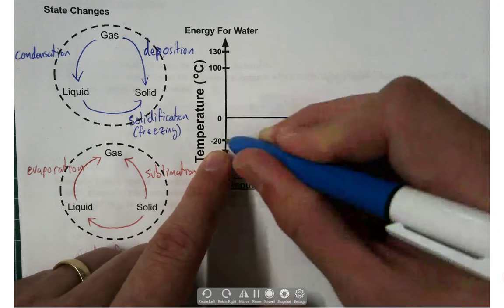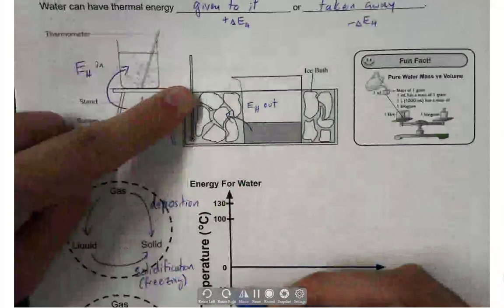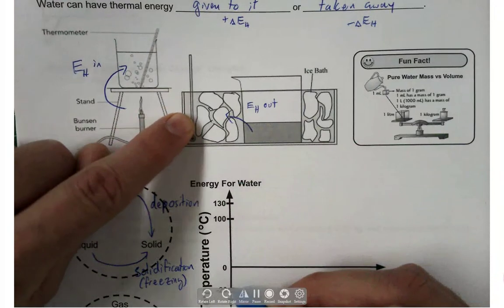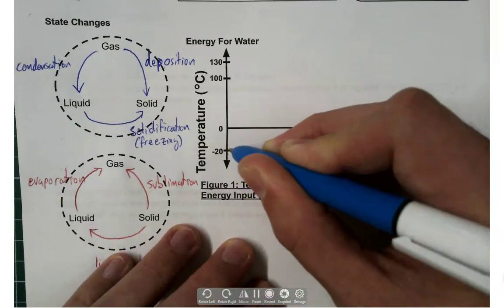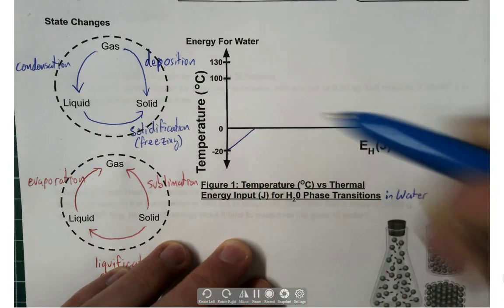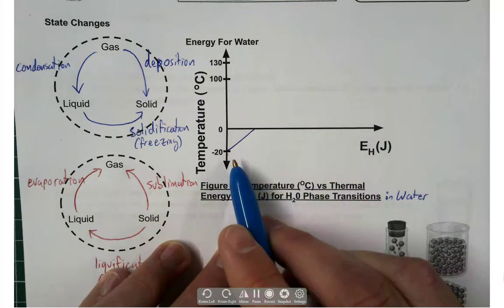Now, the thing is, if I add heat to that ice cube, think about this diagram that we got up here. We were talking about adding heat to ice. We were removing heat energy from water, but we were adding heat energy to ice. If I add heat energy to ice, then its temperature is going to go up, up, up. Notice that the heat energy is increasing, the temperature is increasing. You can actually warm up ice.